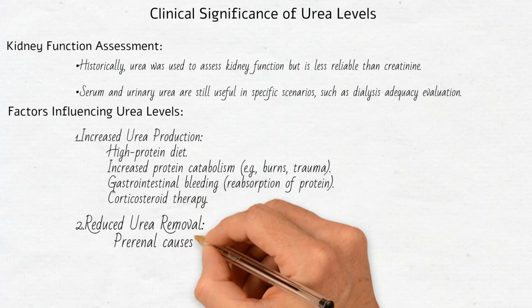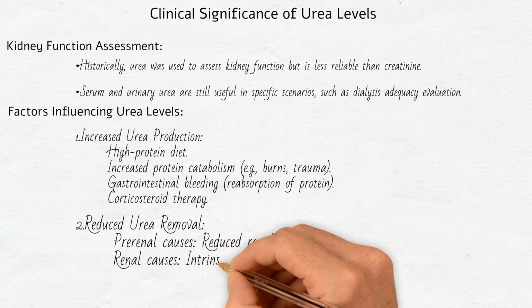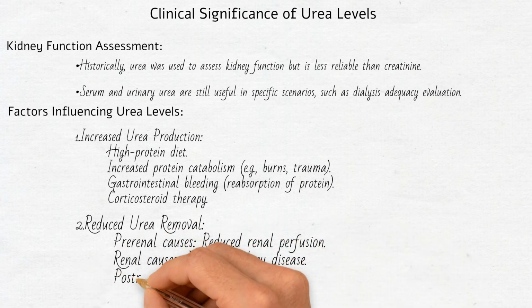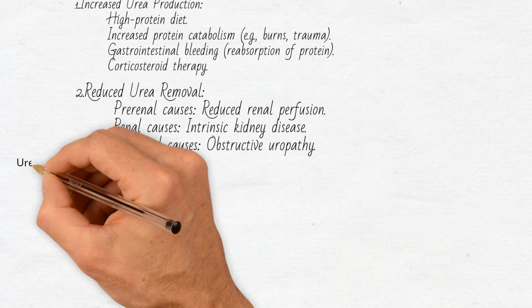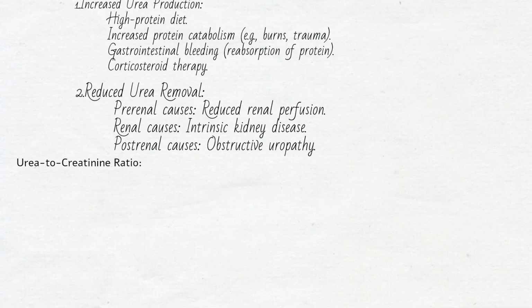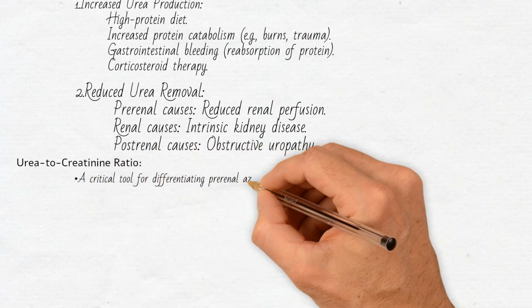Prerenal causes, reduced renal perfusion. Renal causes, intrinsic kidney disease. Postrenal causes, obstructive uropathy. Urea to creatinine ratio. A critical tool for differentiating prerenal azotemia from intrinsic renal causes.